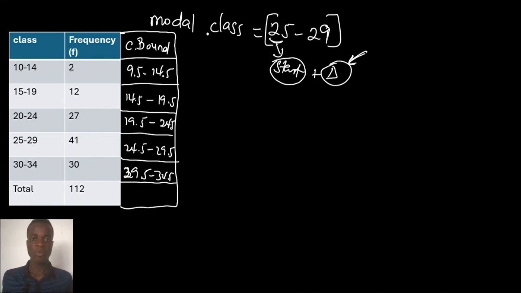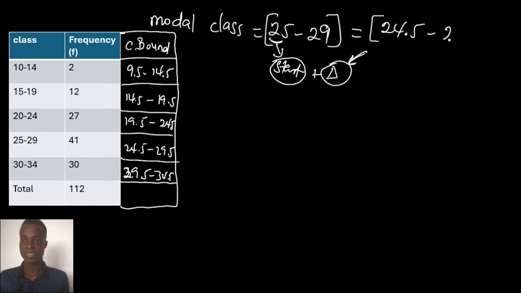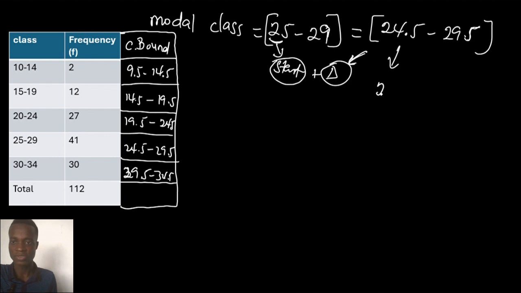So now for the modal class, instead of using this modal class, we are going to use this class, because the modal class here is in terms of class limit, but we want it in terms of class boundary. So it is in 24.5 to 29.5. This is the class boundary that we have. So now our starting value for this particular class is going to be 24.5. That's what we actually have to start with.